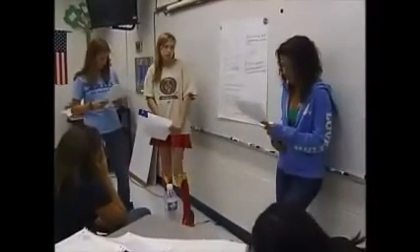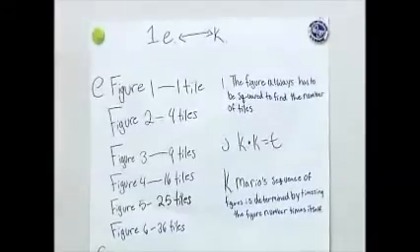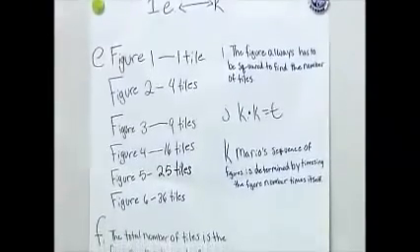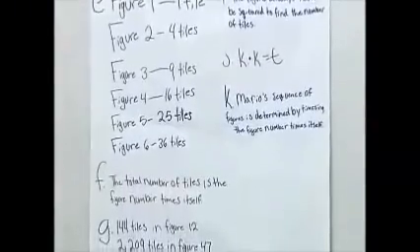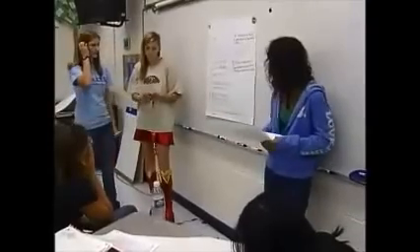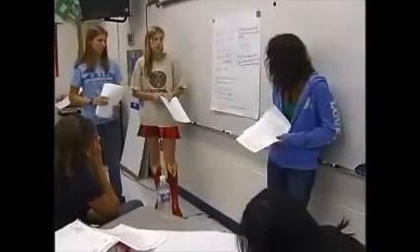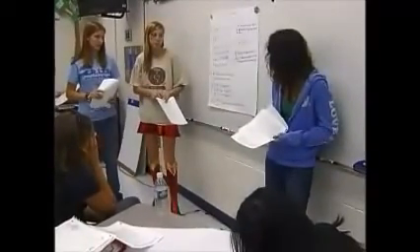Look at the algebraic expression you wrote in part H. Give an algebraic explanation of why this expression always gives you a square number. K times K equals T, tiles. Okay. And the summary? Mario's sequence of figures is determined by multiplying the figure number by itself.